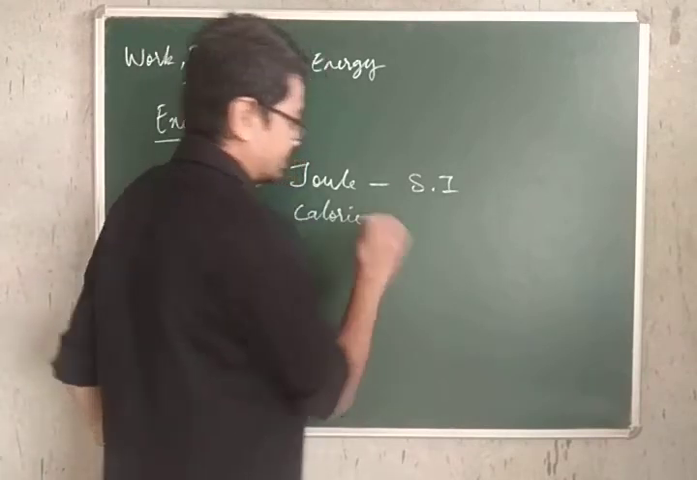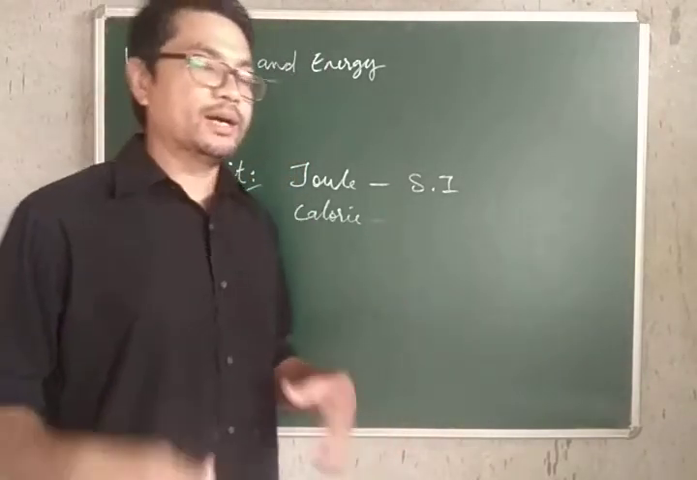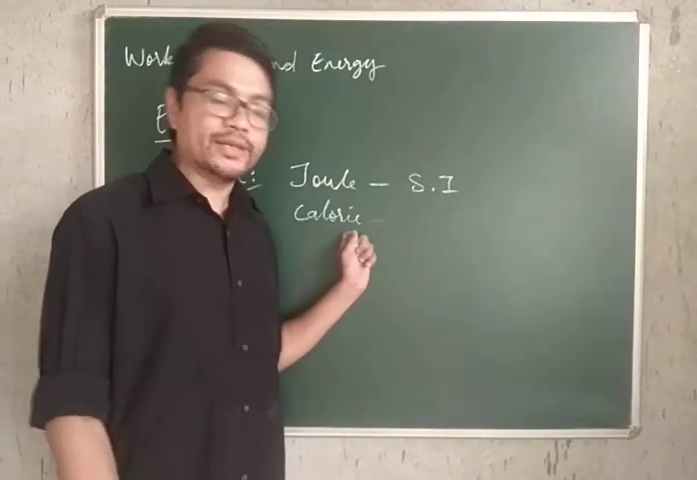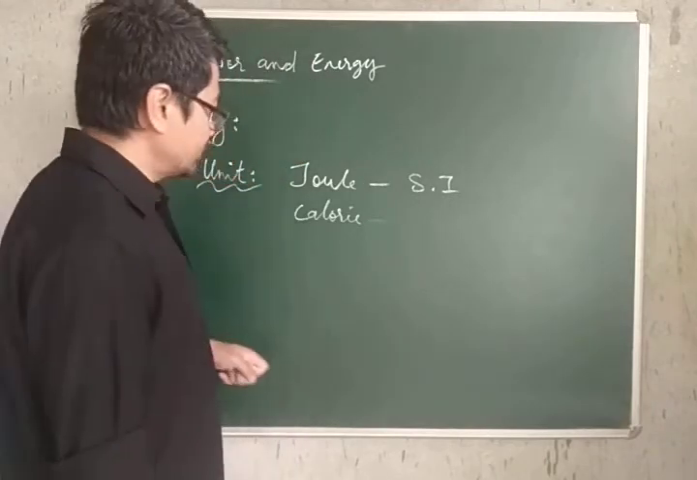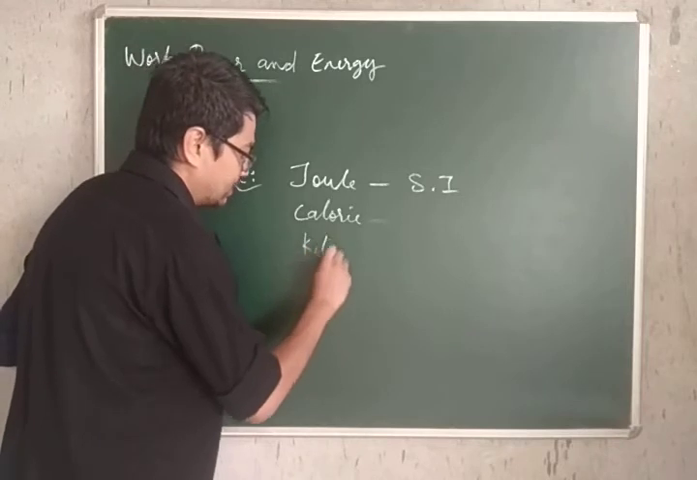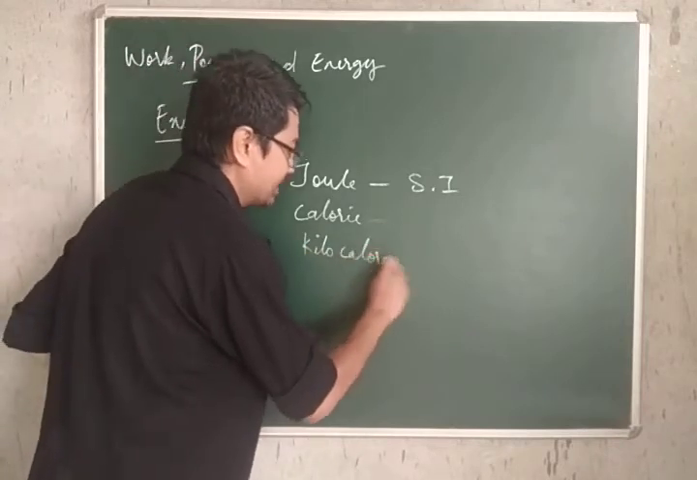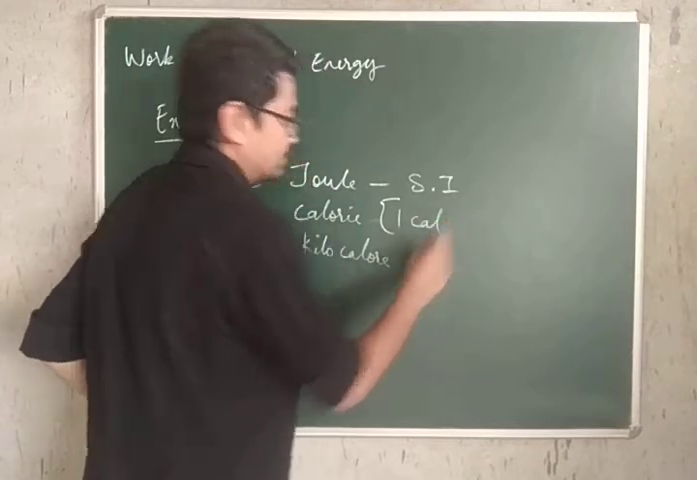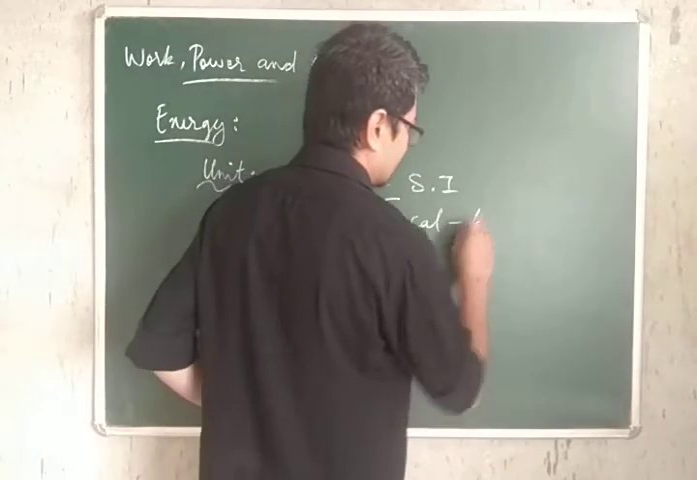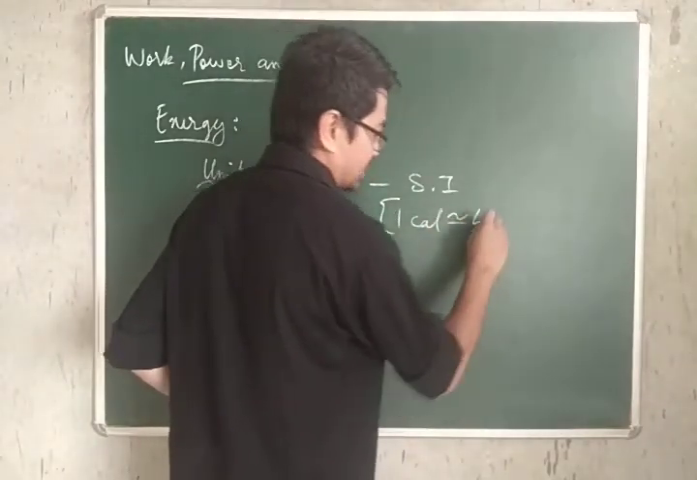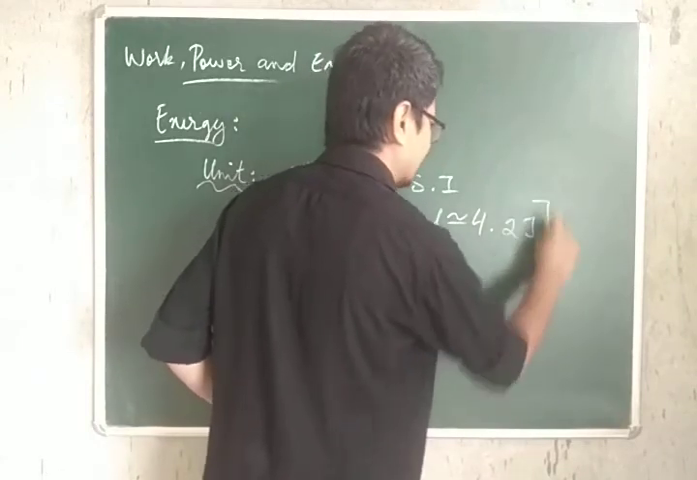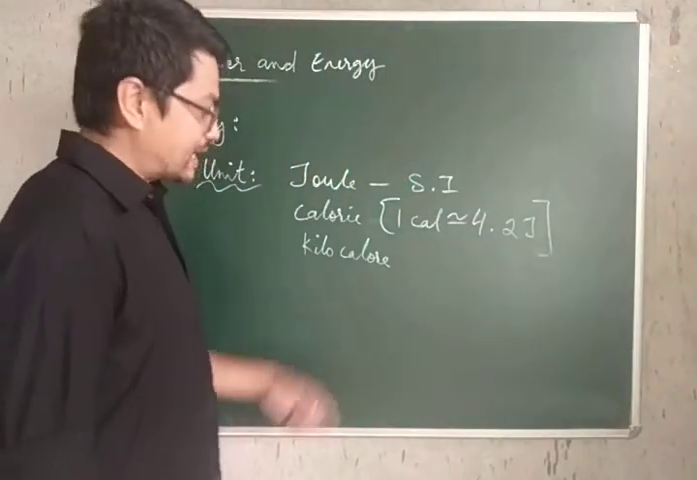Calorie is not the easiest unit, of course, but calorie is a unit which is used basically with respect to heat energy. Then there are other forms, kilojoule or kilocalorie. By the way, 1 calorie is represented by small cal. So 1 calorie is almost equal to 4.2 joules. There's a relation between calorie and joule, remember. You have kilocalorie also.